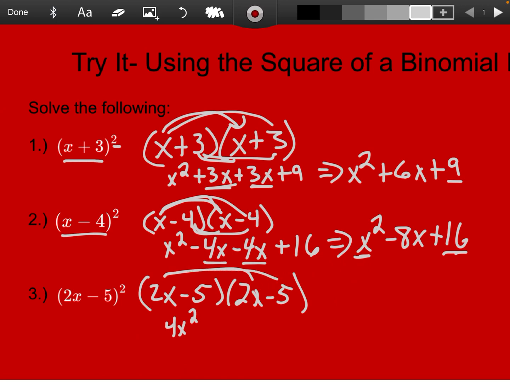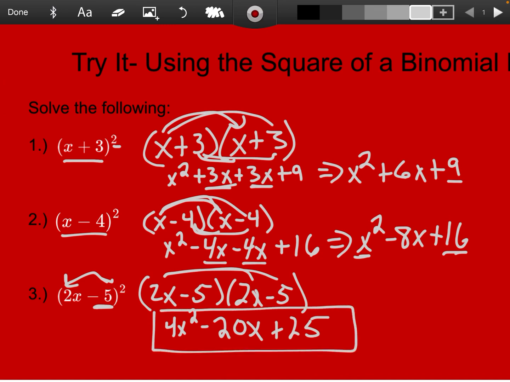And then I could go ahead and use our shortcut, actually. If I multiply these two together, 2x and negative 5, I get negative 10x, and I double it, which will give me negative 20x. Then I go ahead and multiply negative 5 times itself, which gives me positive 25. And so this right here is my answer.